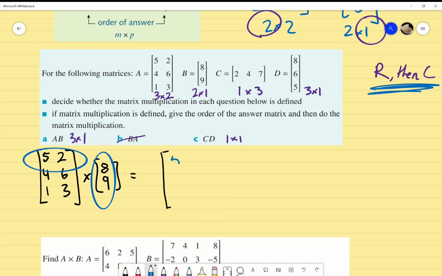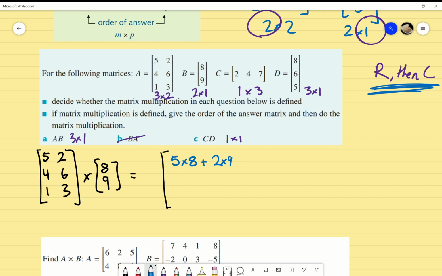Okay, so I'm going to write that out. I'm going to write 5, and I'm going to multiply them together. 5 times 8. Now remember in this one, it's still row 1, column 1. So what I'm going to do next is multiply the 2 by the 9. So I'm going to write 2 times 9, and I'm going to add them together. The idea is each number should be interacting with another number in that row and column.